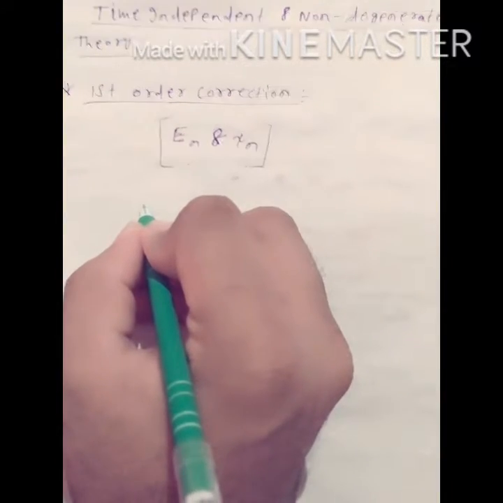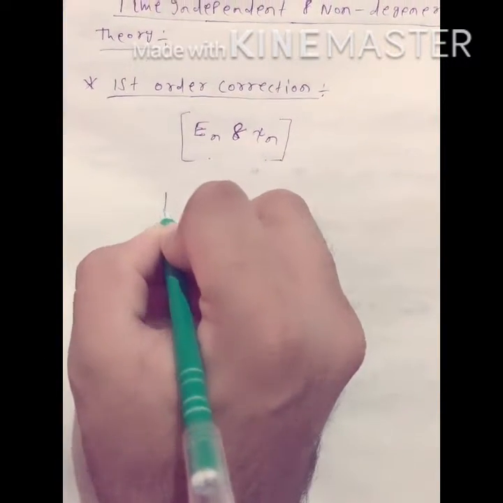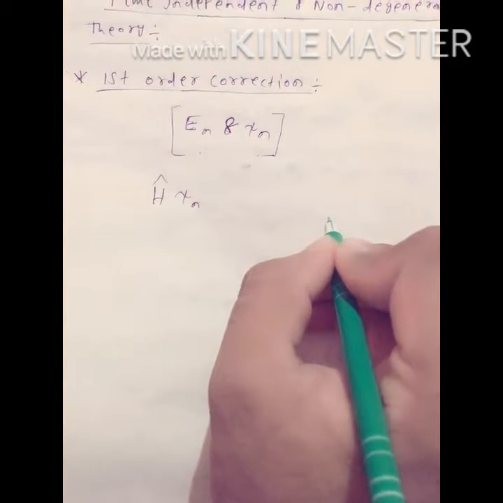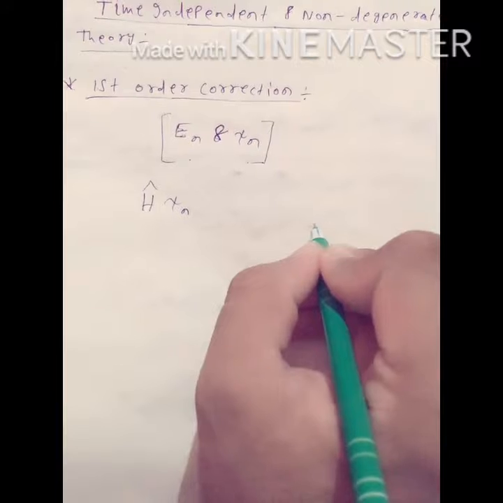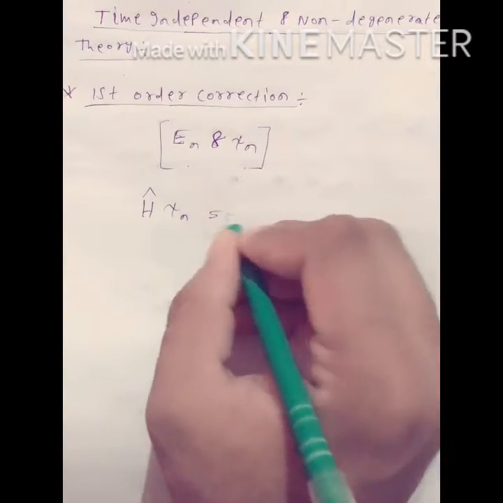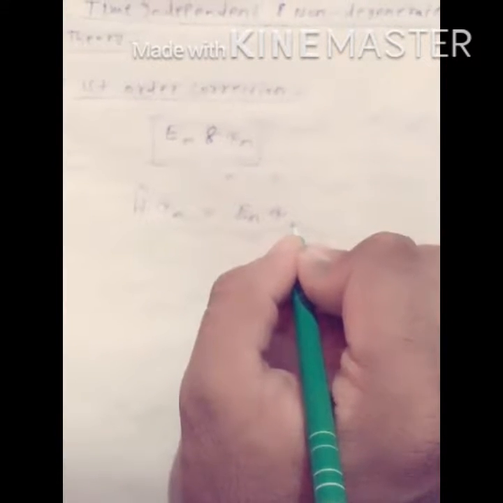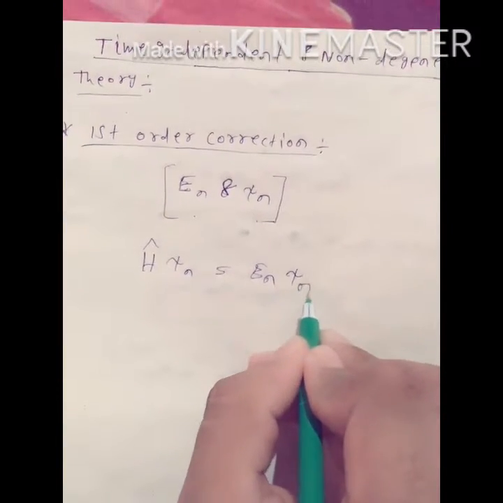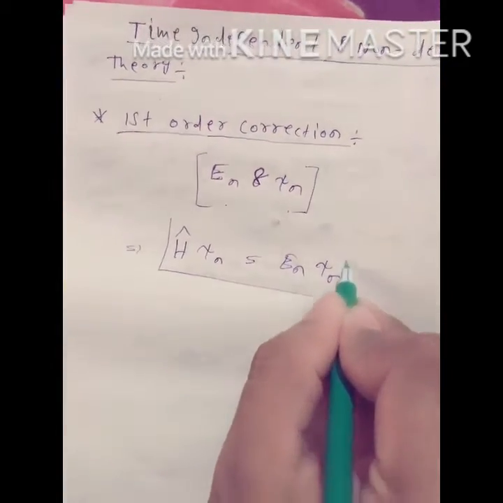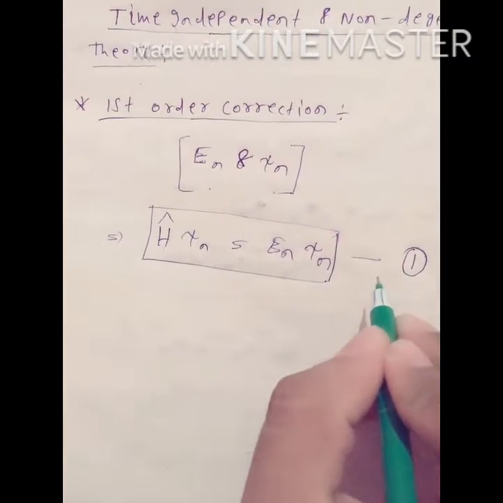First write down the Schrodinger equation: H psi n equals En psi n, where H cap is the total Hamiltonian operator, operating on the eigenfunction psi n, giving the energy eigenvalue En multiplying the same eigenfunction psi n. So this is our required Schrodinger equation. This is equation number 1.